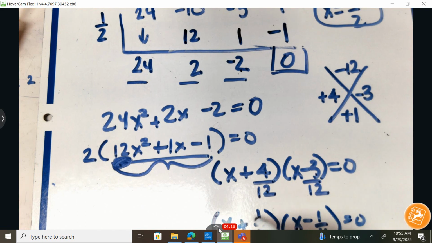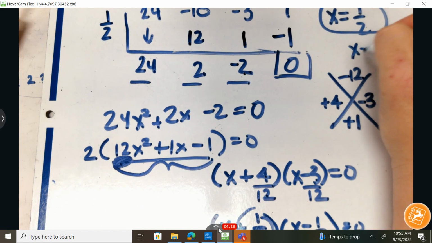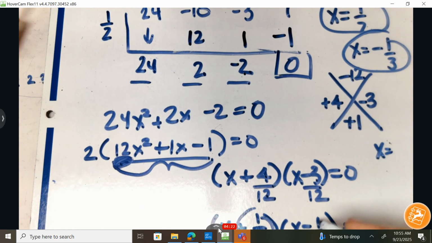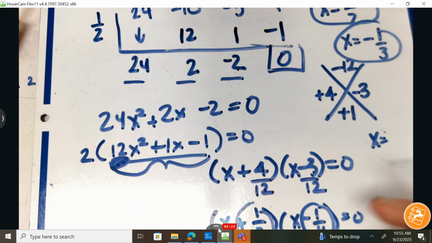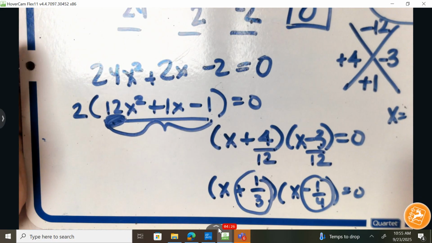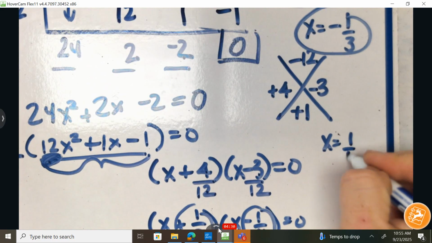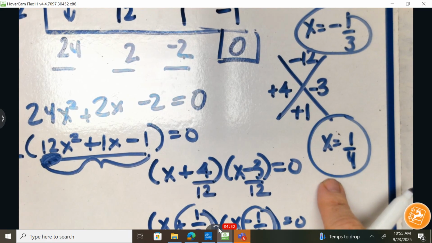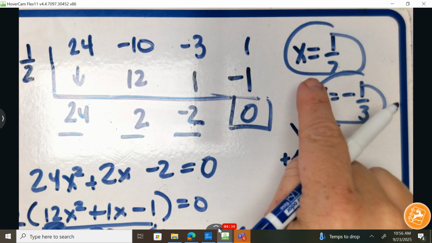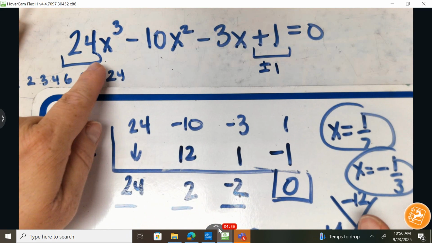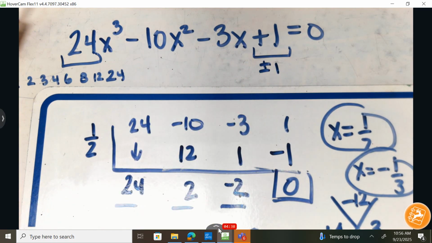How does this help me? Another solution is x equals -1/3 and x equals positive, oh, I'm sorry, you can't see that, and positive 1/4. -1/3, positive 1/4. So we have 1/4, -1/3, and positive 1/2. Those are all solutions to this polynomial equation.